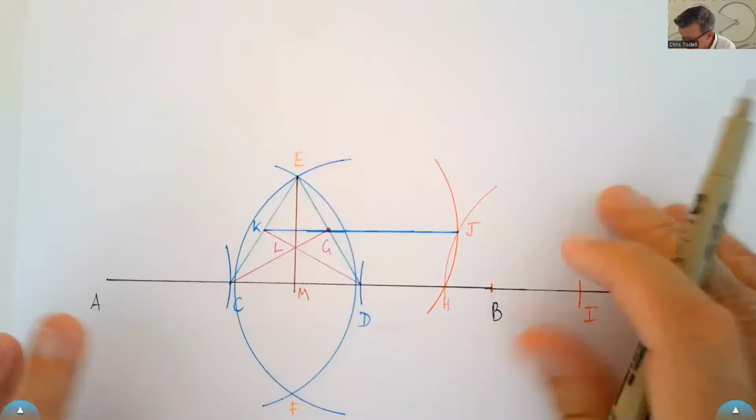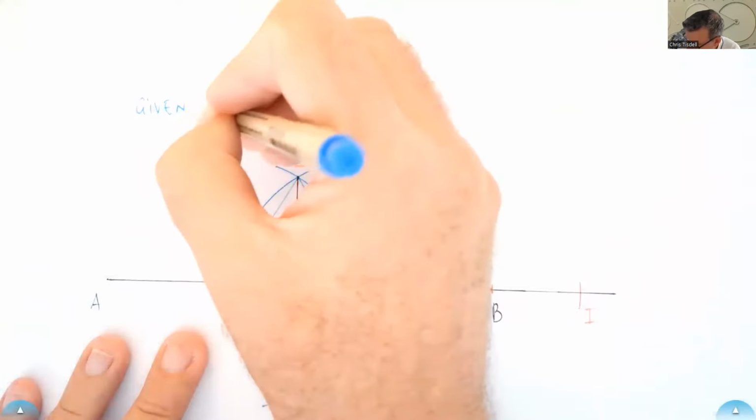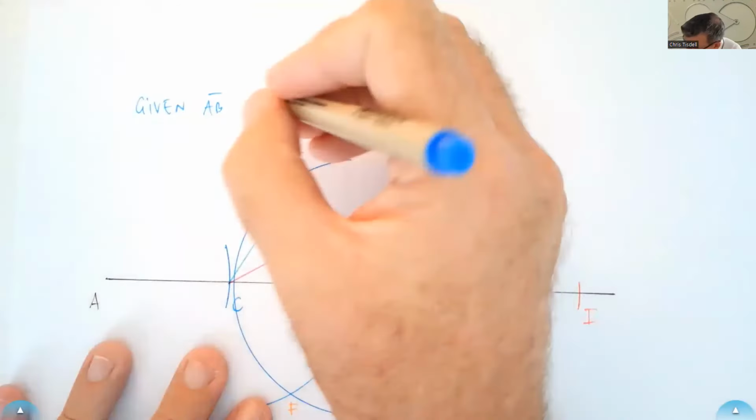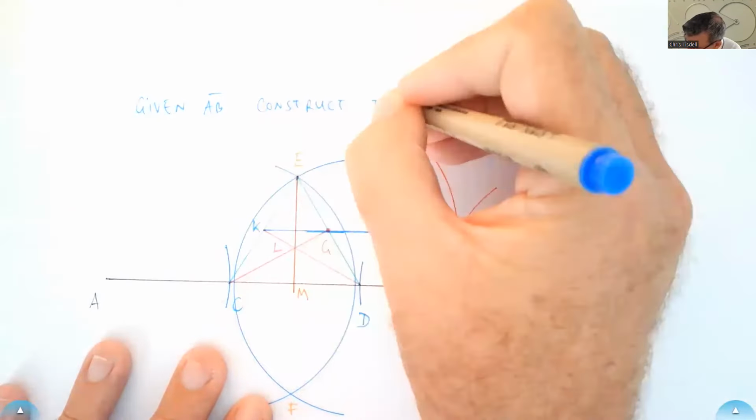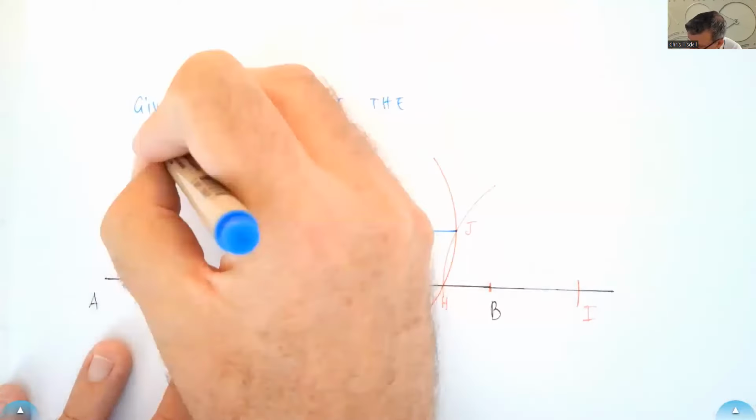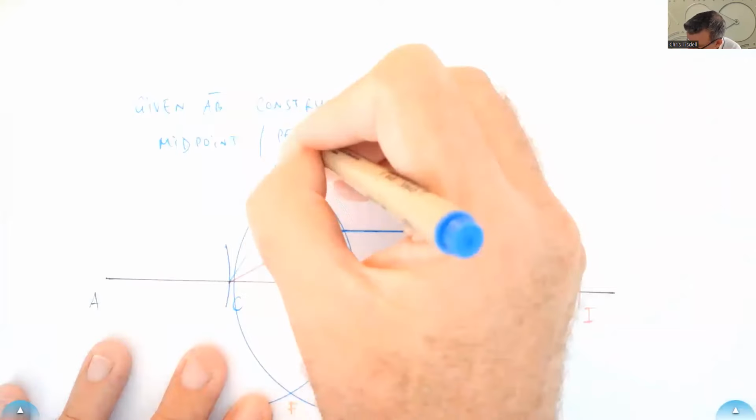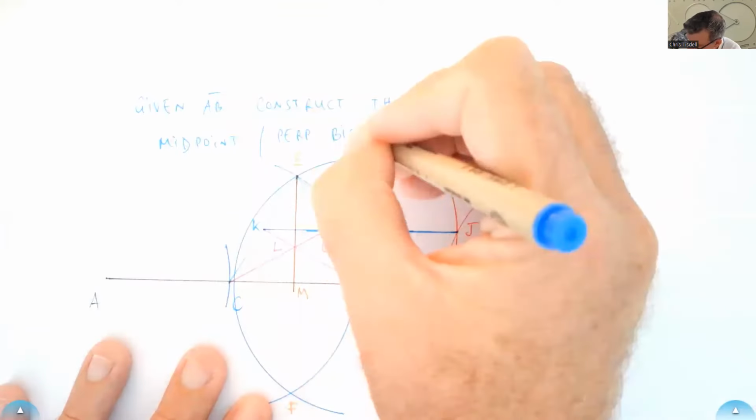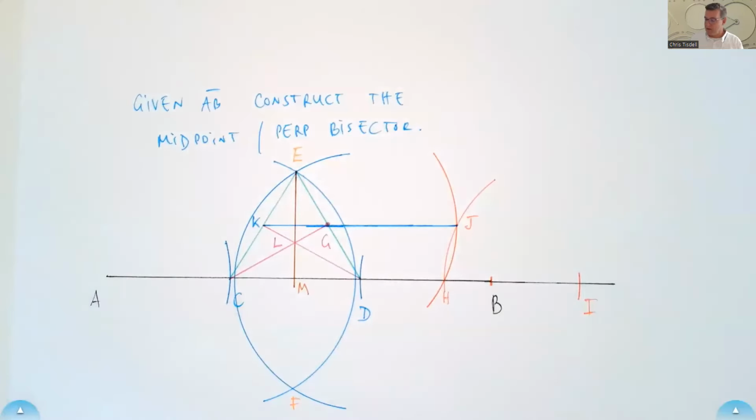So let's just summarize the challenge there. Given the line segment AB, construct the midpoint and perpendicular bisector. Okay. So that's it. That's how you can do geometry with a short ruler.